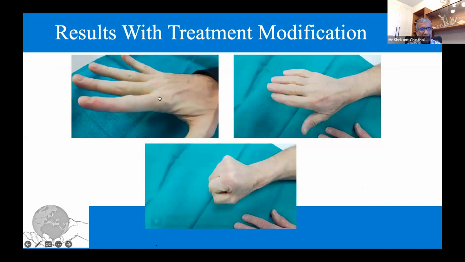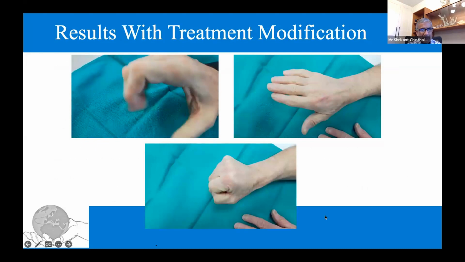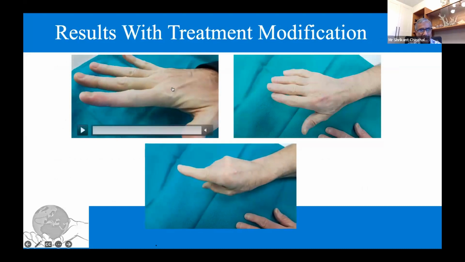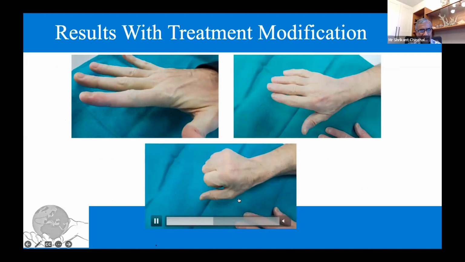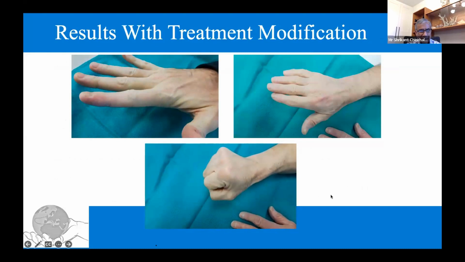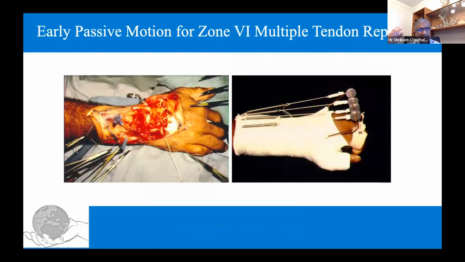So this is a patient with the modification of this treatment. Here he has both these tendons repaired, just proximal to the MCP joint, and here is clearly demonstrating his ability to independently extend his index finger and has no restriction in terms of motion. If patients have multiple tendons involved in zone 6, they are not suitable candidates for ICAM management.